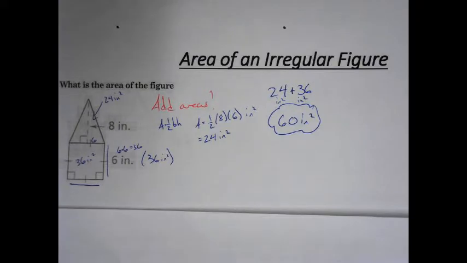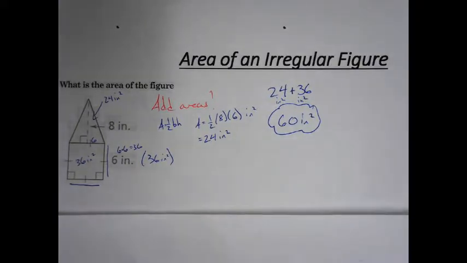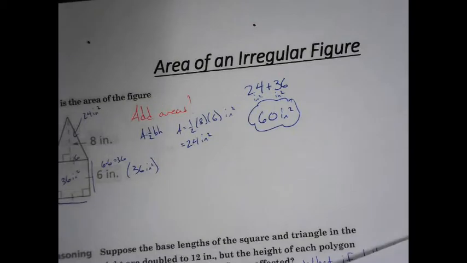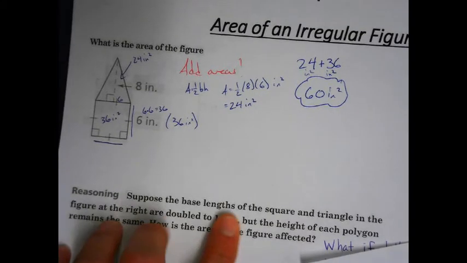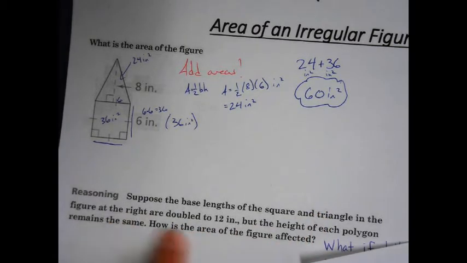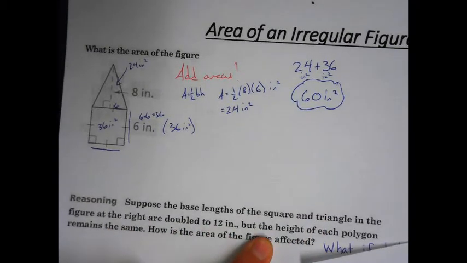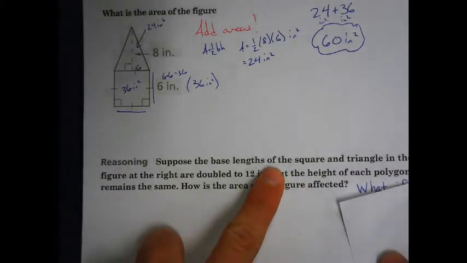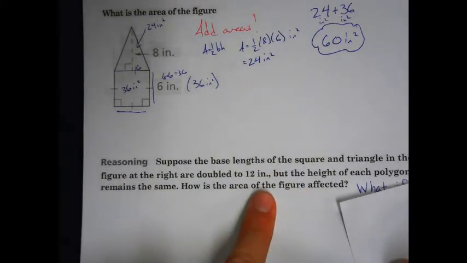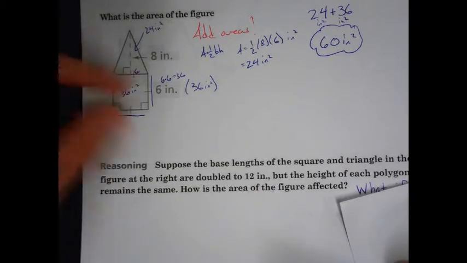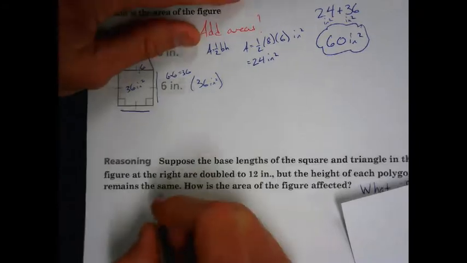Pretty straightforward, right? Yeah, well, let's make it a little more complicated. All right, so here, the question now is, suppose the base lengths of the square and the triangle in the figure at the right are doubled to 12, but the height remains the same. Okay? So let's suppose that the lengths of the square and the triangle are doubled to 12, but the height of each remains the same. So we're going to stretch it out. So this is what the question is asking, right?